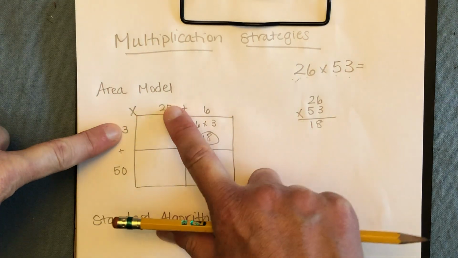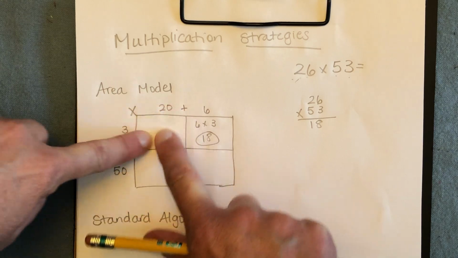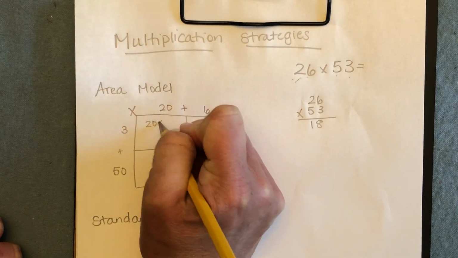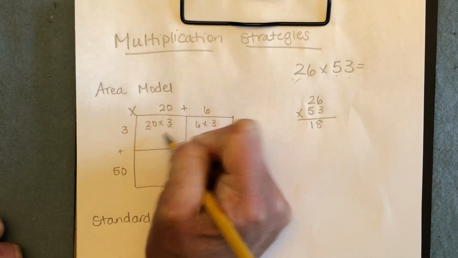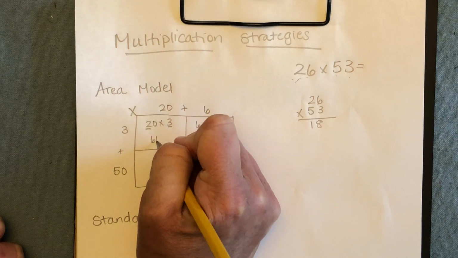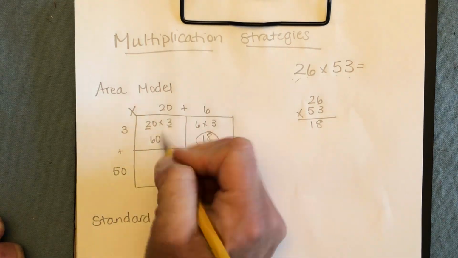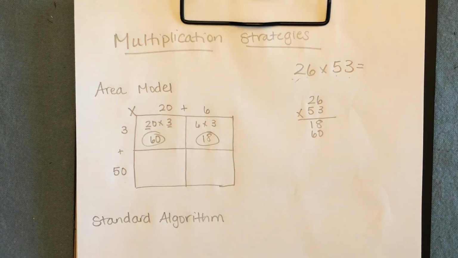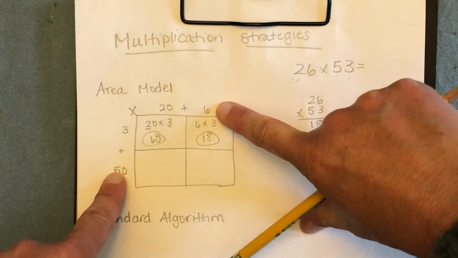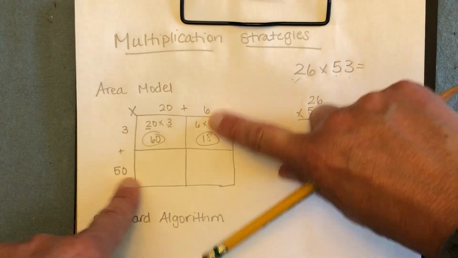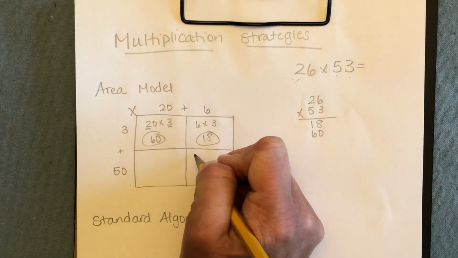My next box, I'm going to multiply 20 and 3. And I know that 2 times 3 is 6, and I've got a 0 to add to that. So I know that this partial product is 60. Then I'm going to come over here and do the same thing on the bottom. Let me start on the right side with 50 times 6.